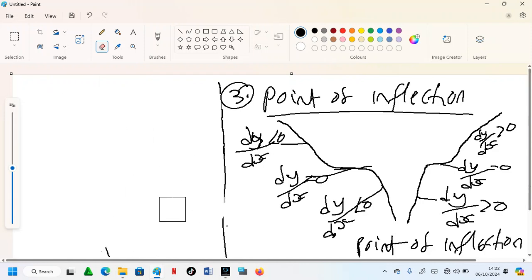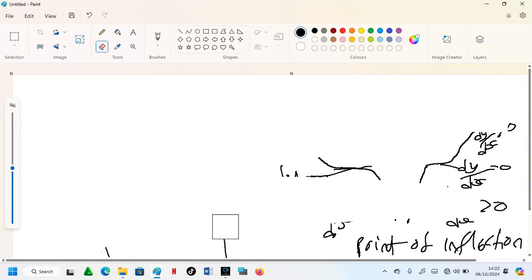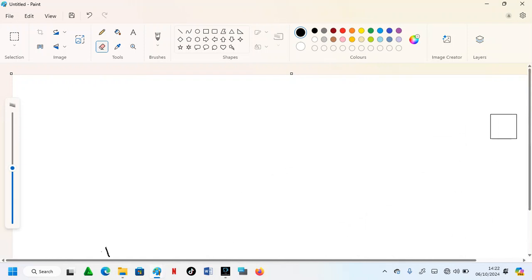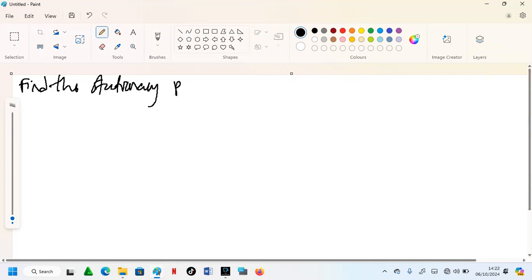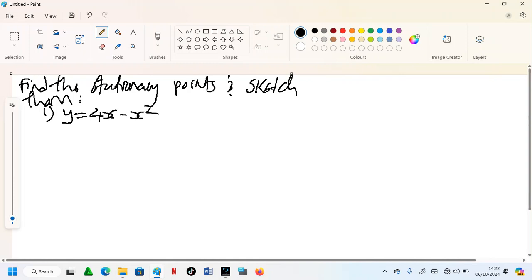And we're going to very fast go to our first example. Let's go to our first example so that we learn how to answer questions. My first example here is going to be: find the stationary points and sketch them, of course, for the following functions. Number 1 is going to be y is equal to 4x minus x squared.